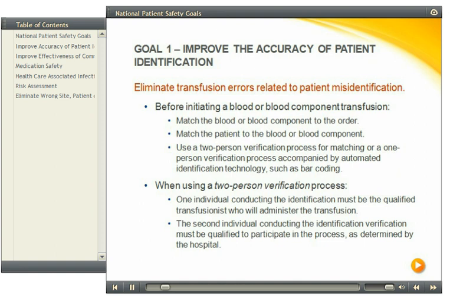When using a 2-person verification process, one individual conducting the identification must be the qualified transfusionist who will administer the transfusion. The second individual conducting the identification verification must be qualified to participate in the process, as determined by the hospital.